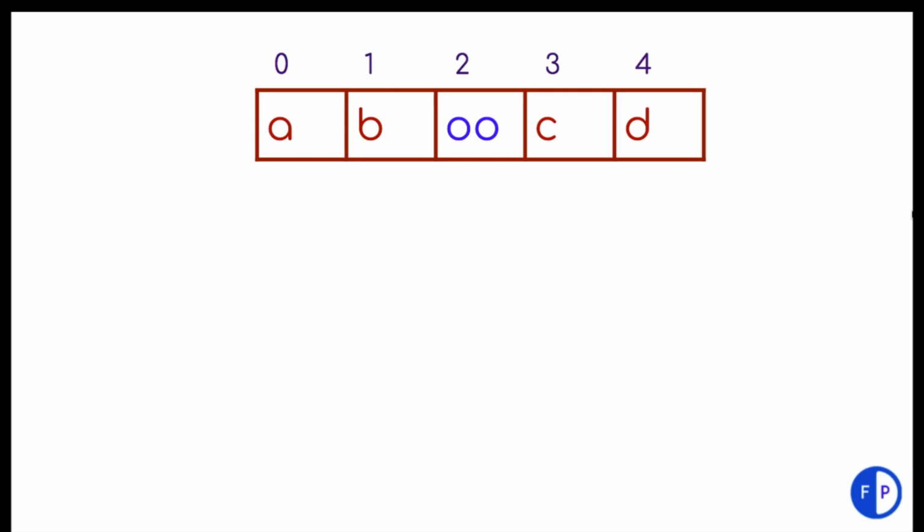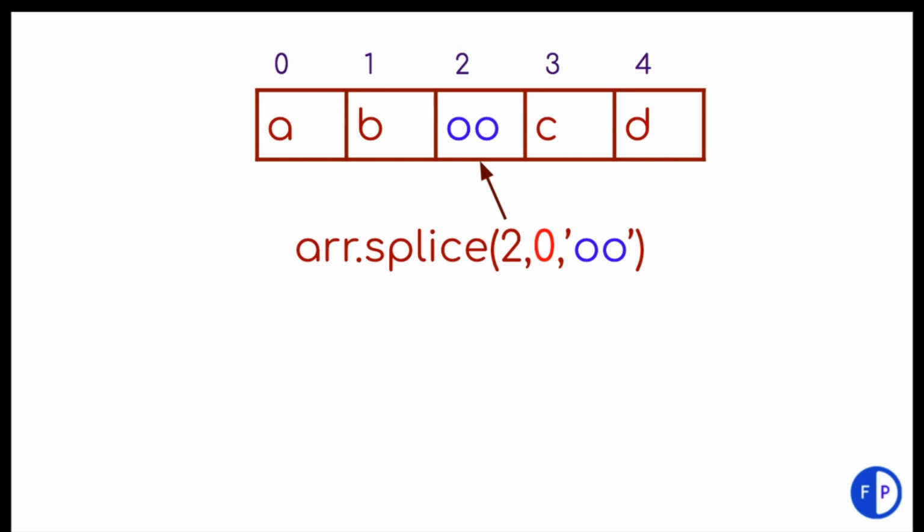Okay, let's try to understand what this command means. Array.splice(2, 0, double O). 2 is the index where we want to insert the data. 0 is nothing but how many items to delete. Let's see this. If we want to delete C, what do we need to do?